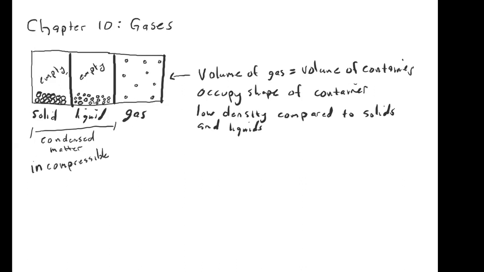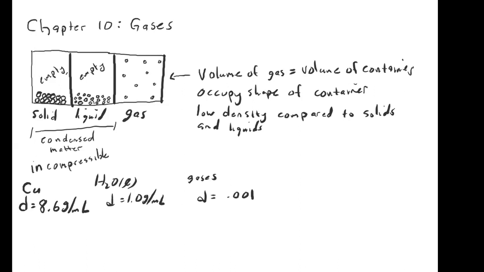So here's an example. If we have copper, the density of copper is around 8.6 grams per milliliter. If you take liquid water, the density is about 1 gram per milliliter. And then typically gases have much lower densities, so 0.001 grams per milliliter. So very, very low densities for gases typically. Of course, the sun is a gas, but it has a very high density, but that's an unusual material. We're talking about things like air and gases that we would get out of a tank, that sort of thing. Okay, natural gas, for example. So there's a general aspect about gases.